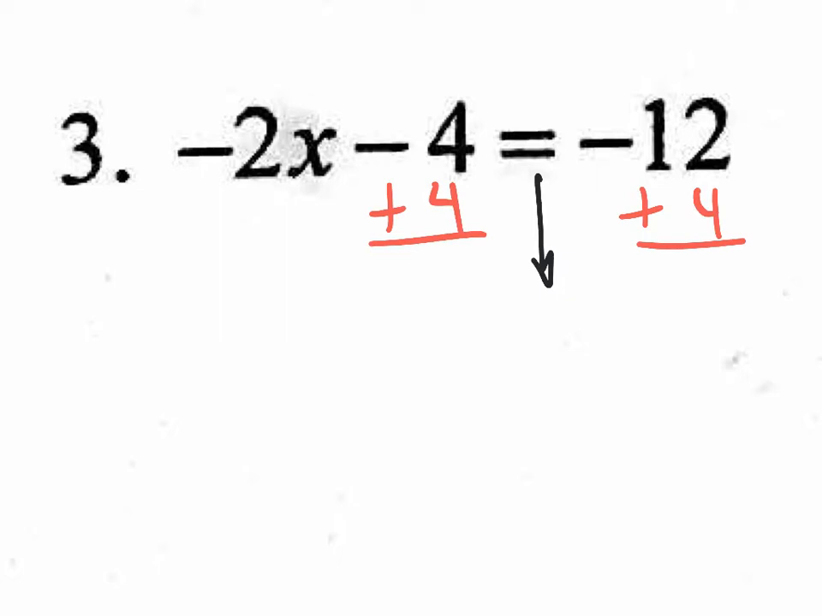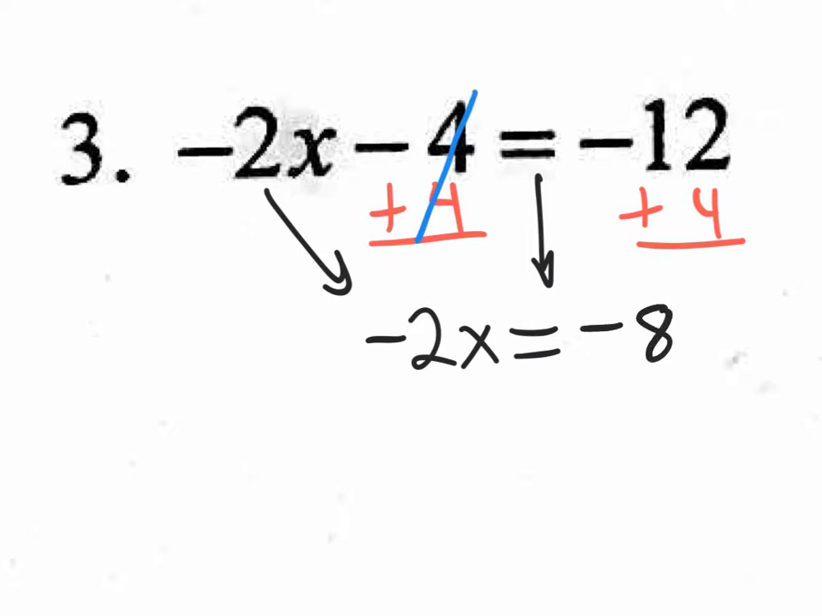This equal sign comes down. The -4 and the +4, that becomes 0. I could just cancel it out. The -2x, I bring that down. And the -12 plus 4 right here, what do I get? -8. If I owe $12 and I only have $4, I'm still going to owe $8.